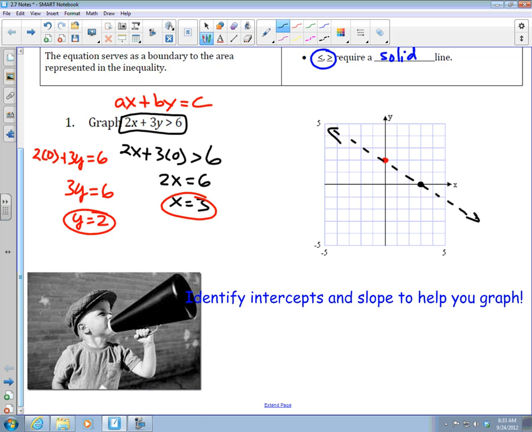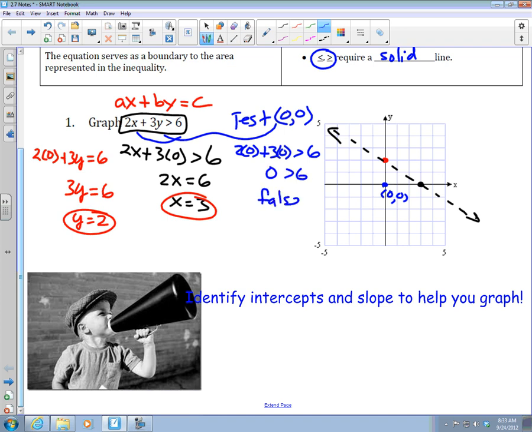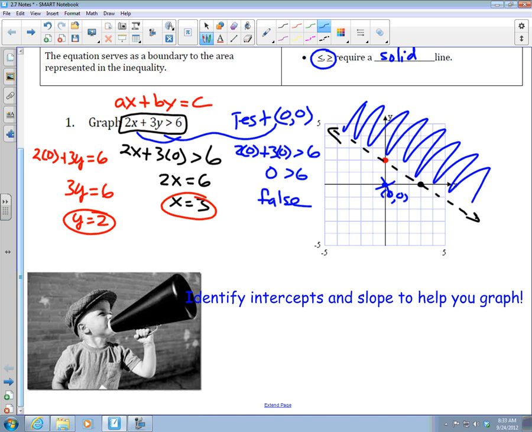Now, we're either going to shade above the graph of the boundary or below it. We need a test point. Most of the time, we just use 0, 0 here. The only time you can't use 0, 0 as a checkpoint is if your line goes right through the origin. So test 0, 0. Plugging those in for the y and the x. 2 times 0 plus 3 times 0 is greater than 6. Well, is 0 greater than 6? This is false. So I'm not going to shade below the line. This point is not a solution. All our solutions are above the line.